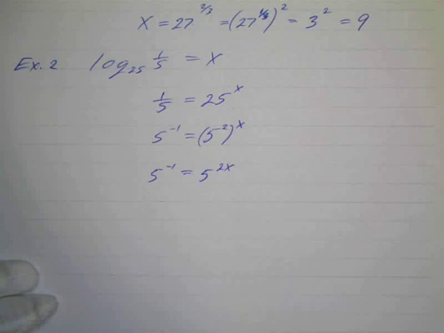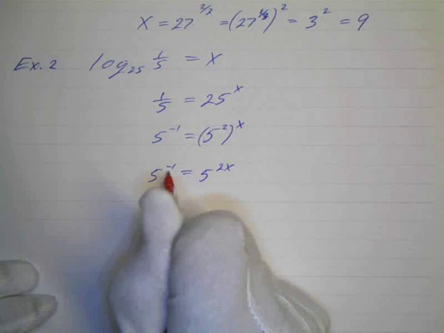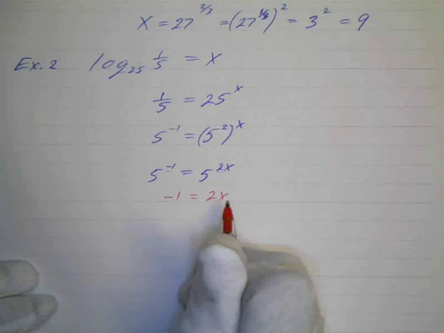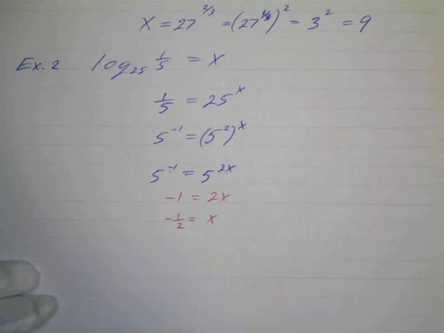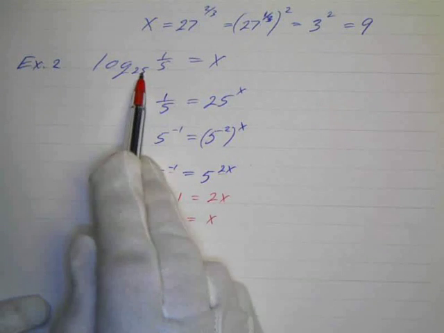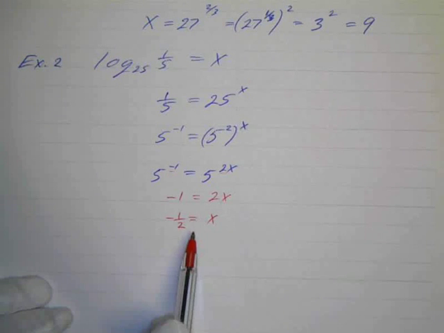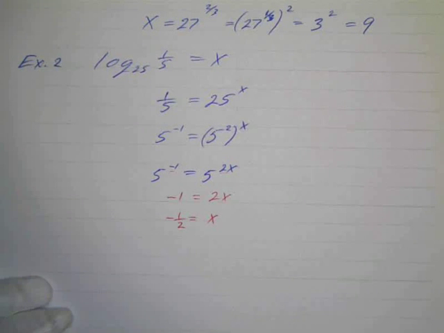And remember, if your bases are the same, if the left side equals the right side and the bases are the same, the exponents are the same. So there's your simple equation up on top. -1 equals 2x. If I divide both sides by 2, x equals -1/2. So that's your answer. So that really is saying that 25 raised to the -1/2 power would be 1/5. And if we took the 1/2 power of 25, that'd be 5, and put it on the bottom, make it 1/5, it works out.